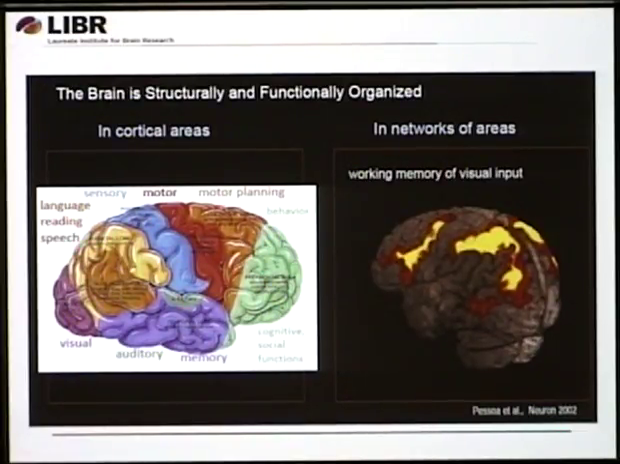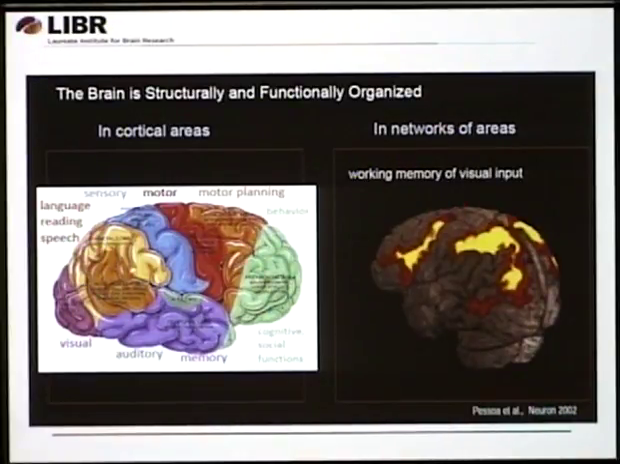There's also a motor area in the brain. So when I'm moving, you move your head, you move your finger, you move your legs, you're walking, this part of the brain is activated. And so on, so on. So we know that the brain is really organized in cortical areas.